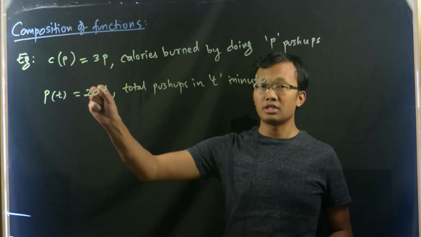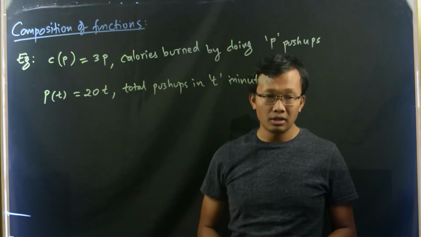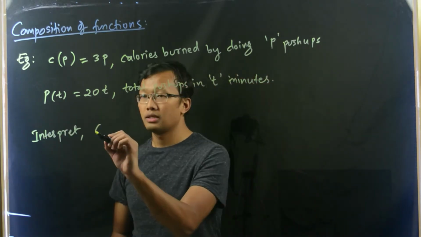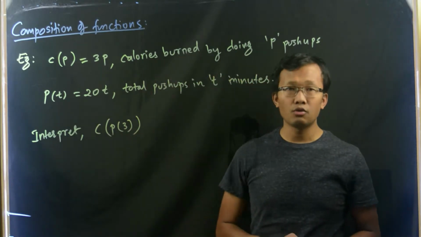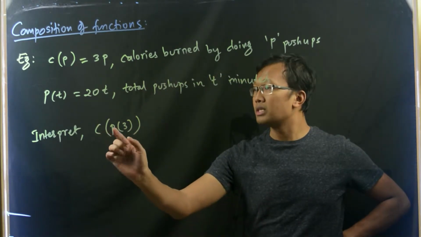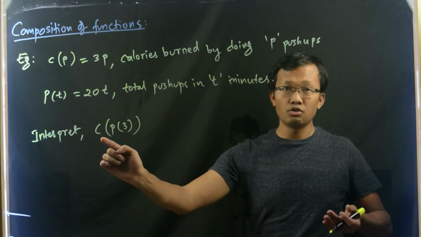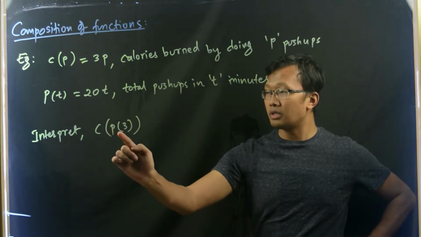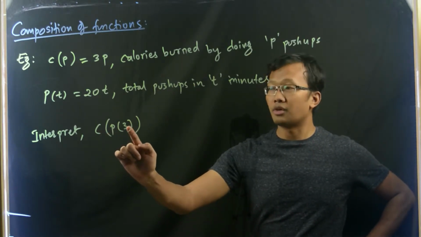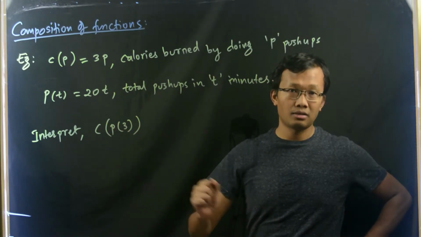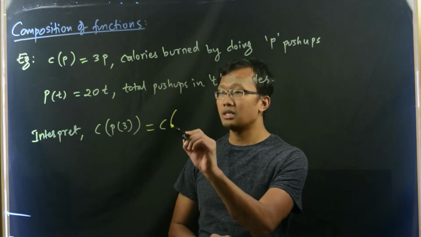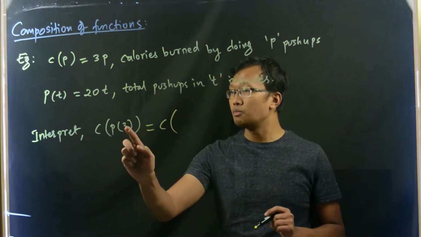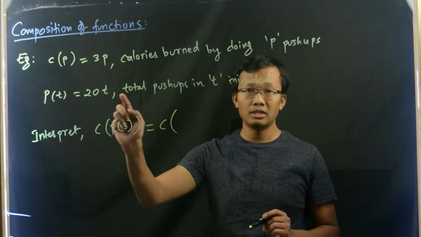Now, these two functions are interrelated. Let me ask you to interpret this: C(P(3)). What does this mean? We want to count the calories that are used by your body whenever you are doing push-ups for 3 entire minutes. So you can simply write this down as P(3), which means you plug in 3 minutes here, t equals 3.